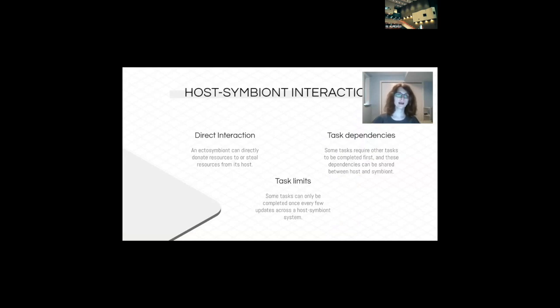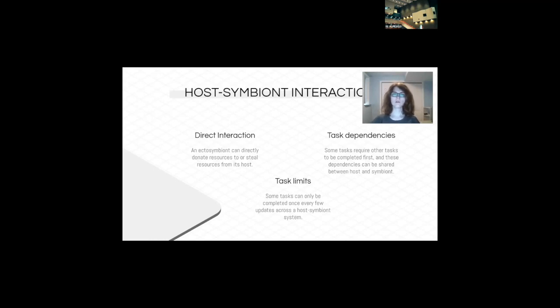However, this only applies to ectosymbionts, as mentioned earlier. Next, some low-level tasks can only be completed once every few updates, and this limit is shared between hosts and symbionts. So if one completes a limited task, the other will have to wait until the limit resets, which can lead to parasitism.